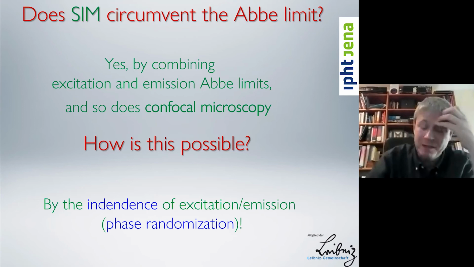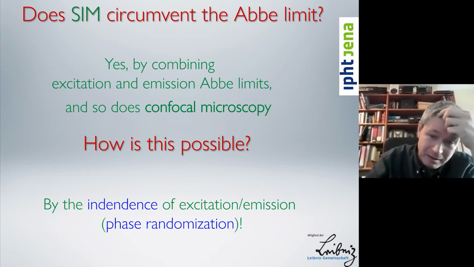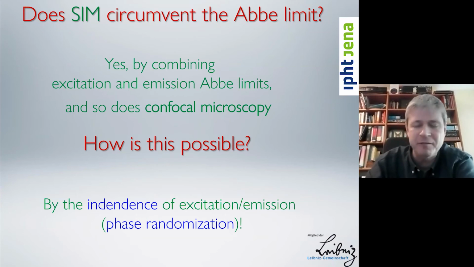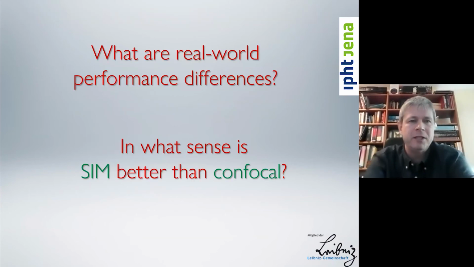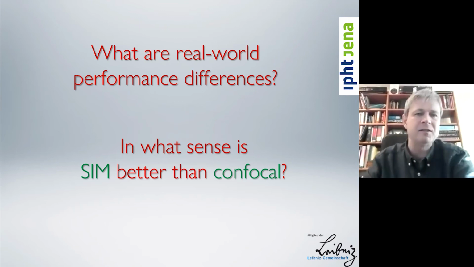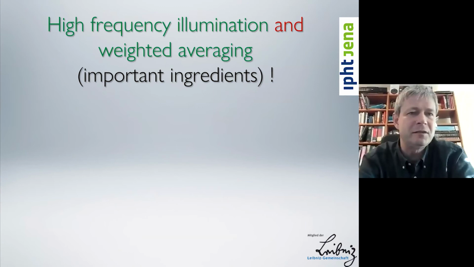But then why is structured illumination better in some sense than confocal microscopy? Well, of course, the devil's in the detail. And so the question is, how can we show this? In what sense is SIM better than confocal? And I think one good way to show this is by plotting something like a transfer function. And this is, as you will see, wait.